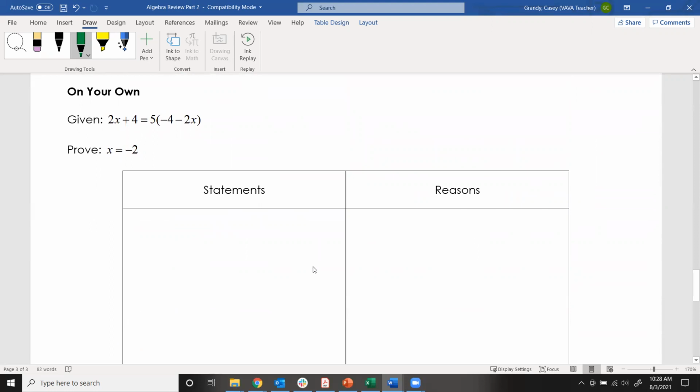Go ahead and try the one on your own. Yours might look different when I come back and show you my steps. As long as you got x equals negative 2 at the end and you properly justified each step, I'm sure it probably looks okay. But again, just try it. If it looks different than mine, that's okay. Go ahead and try that now.